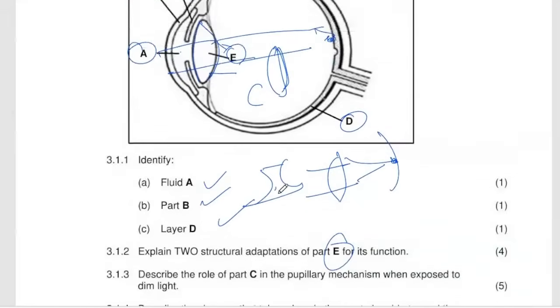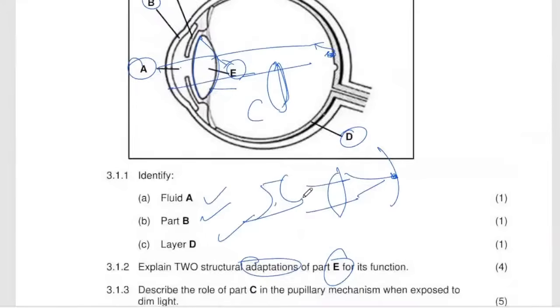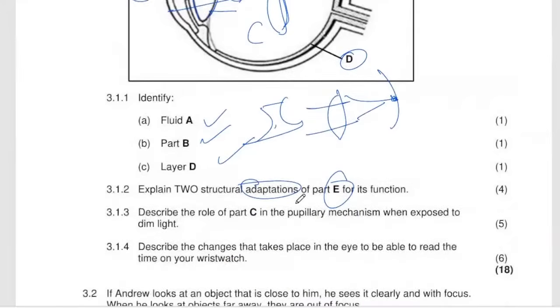So basically, if you look at the lens, it's elastic, it's transparent, and it also has a biconvex shape. All these we remember when they say explain the adaptation. Adaptation is the shape and the function of that specific characteristic you have talked about. Don't just say that it's biconvex, it is thick, then stop there. You just get 1 mark, and that's all.